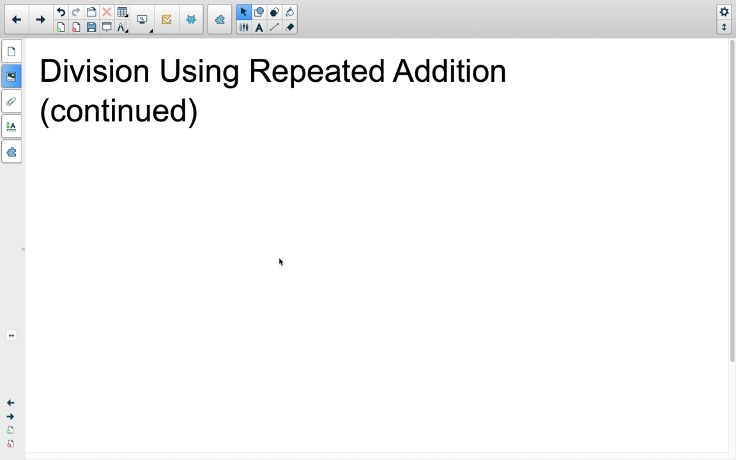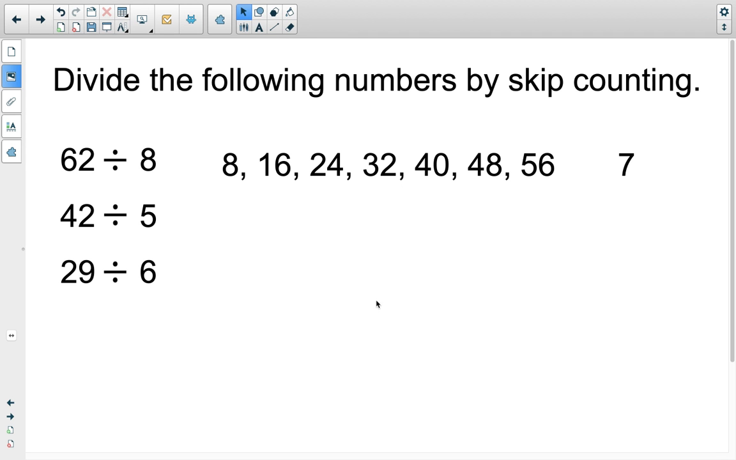Good morning. So today we're going to be looking at a continuation of what we did yesterday in math, using repeated addition or subtraction to do division questions. So first I want to take a look at the homework, the work that I gave you, or the examples.